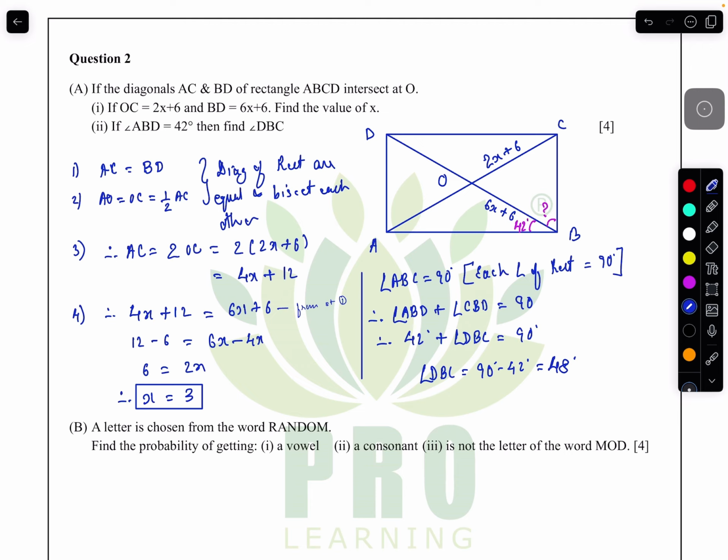Here it is most important that we write the properties. So we have used a couple of properties: that the diagonals of a rectangle are, not perpendicular, they are equal and they bisect each other. And here each angle was 90 degrees, so we have made use of each angle is 90 degrees as well. So we continue solving further.